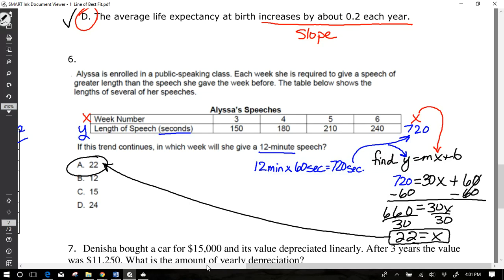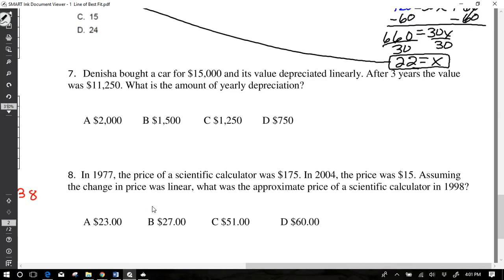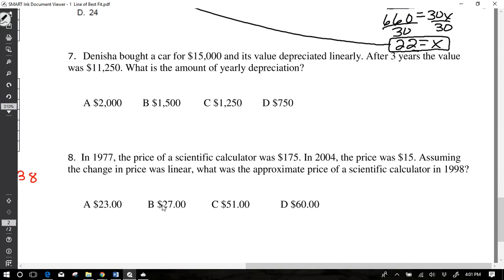Okay. We are almost finished. We have 2 more to do. Denisha bought a car for $15,000 and its value depreciated linearly. The very hardest part about this is realizing that you were just given an ordered pair. Denisha bought a car for $15,000. But how long had she owned that car when she bought it? She had owned it for 0 years, comma, $15,000. That's the ordered pair that they just gave me.